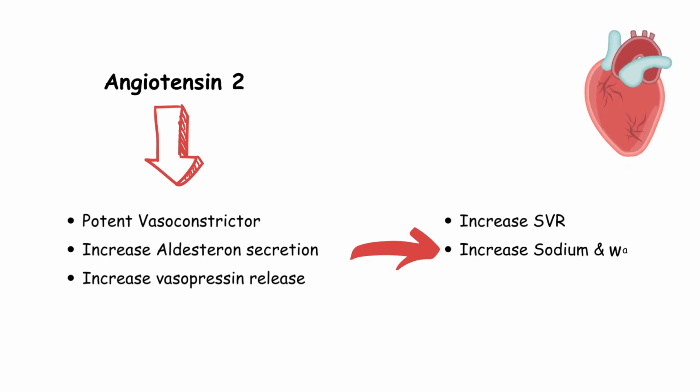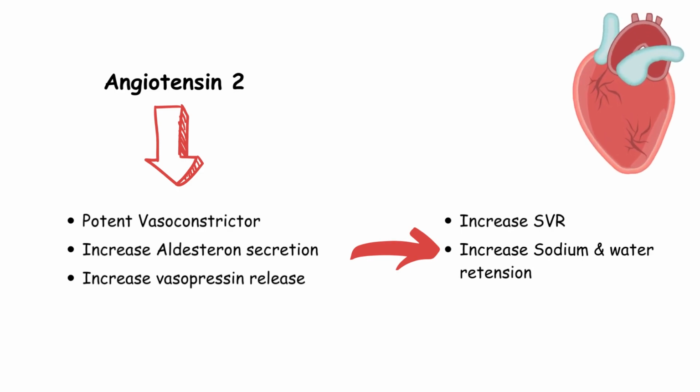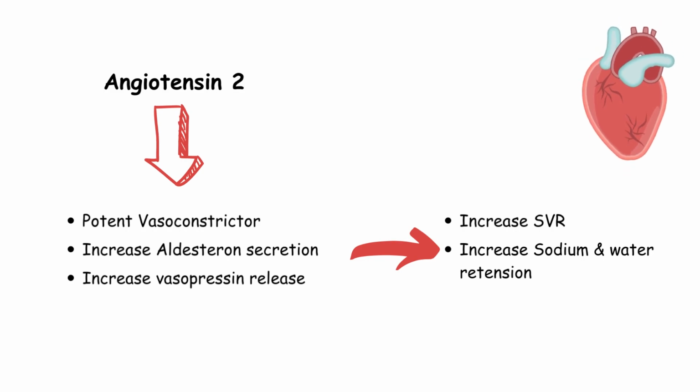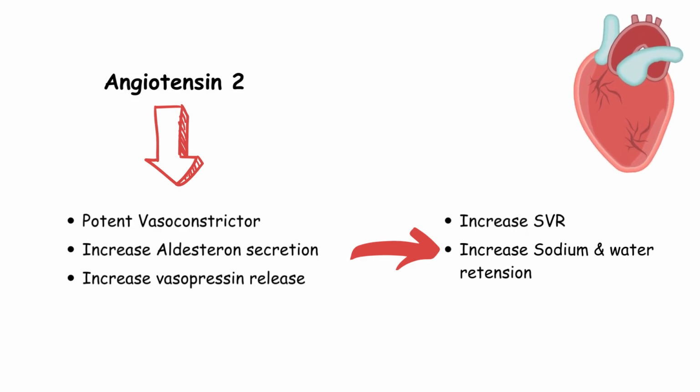The aldosterone acts on mineralocorticoid receptors and increases sodium and water retention. Also, vasopressin increases water retention and increases extracellular volume. Together, all these mechanisms increase extracellular volume and systemic vascular resistance and cause increased blood pressure.